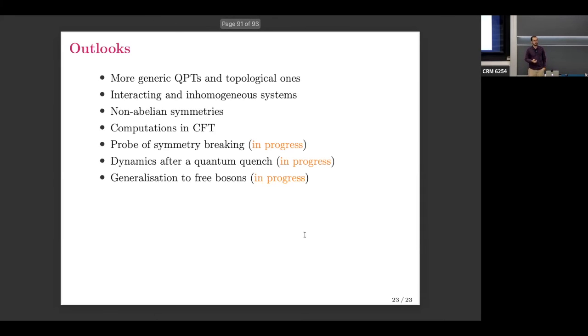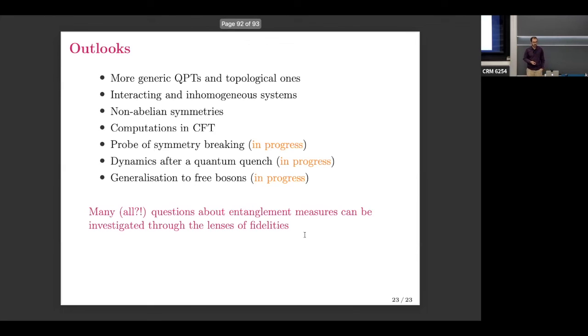We can also generalize this formula to free bosons, because I just showed you the case of fermions, but again, that's in progress. And I think that maybe the key point is that many, if not all, questions that you can ask about entanglement measures can probably be investigated through the lens of fidelities. The only thing is to know what to ask: which states to compare and what physics you can get out of it. But I think there are many things that we can do in the future. And with that, I thank you for your fidelity.